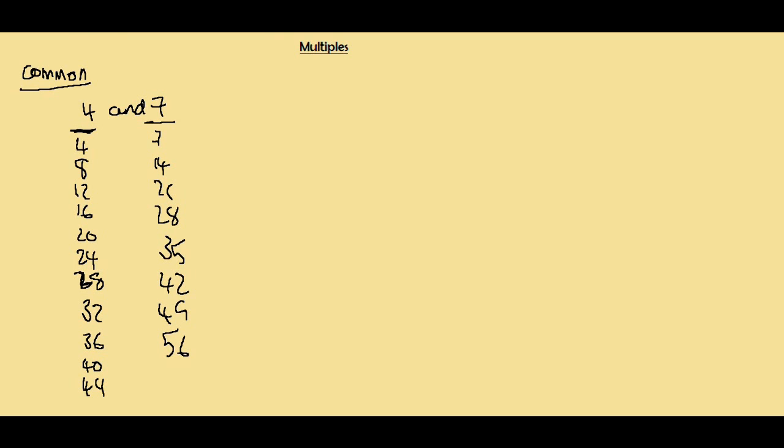So what we're looking at for common multiples are numbers that exist in the multiple list of 4 and the multiple list of 7. So which ones exist in both? Well, hopefully you may have seen already, 28 exists in both. So 28 is a common multiple of 4 and 7.